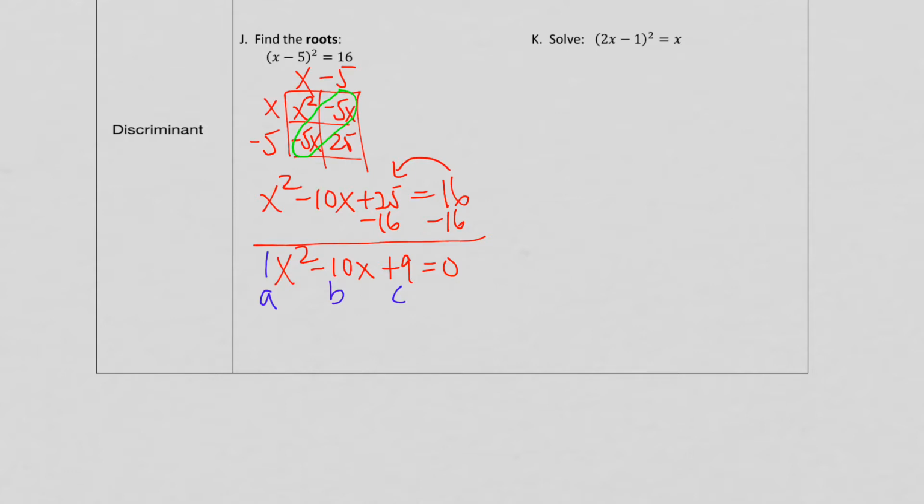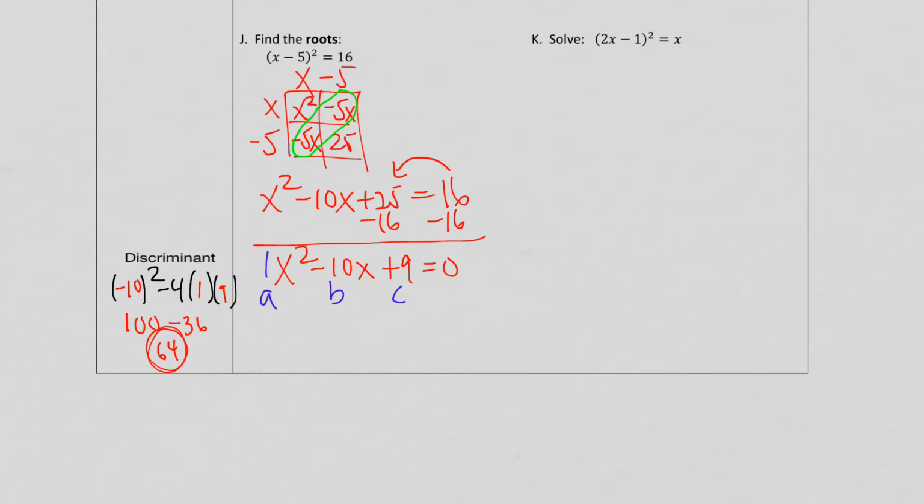So I'm going to first find my discriminant. I'll do it here on the side. So remember, it's b squared minus 4ac. So b is negative 10, a is 1, and c is 9. So I get 100 minus 36. That's going to be 64. That's nice. That's a perfect square, so it's just factorable, or I could, and I'm going to have two resolutions.